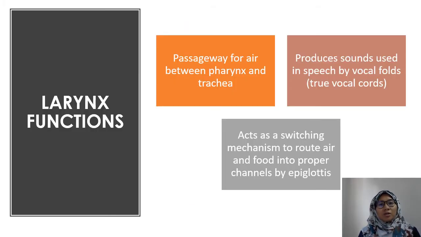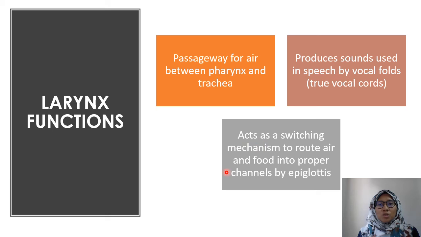Right, larynx functions. Passageway for air between the pharynx and trachea. Produces sounds used in speech by the vocal cords. So suara keluar melalui true vocal cords. There are two, false vocal cords and true vocal cords, but the sound is produced from the true vocal cords.